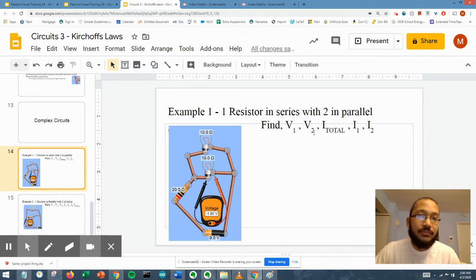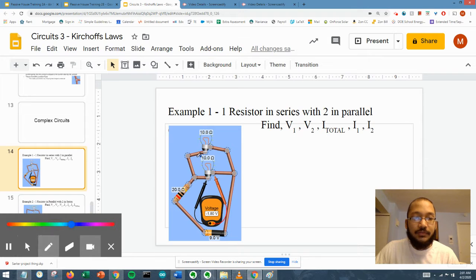Try to write Kirchhoff's loop rule for this circuit and Kirchhoff's junction rule for this circuit. The useful equations. So take a minute, pause the video, try that. And I'm going to solve it out over here.